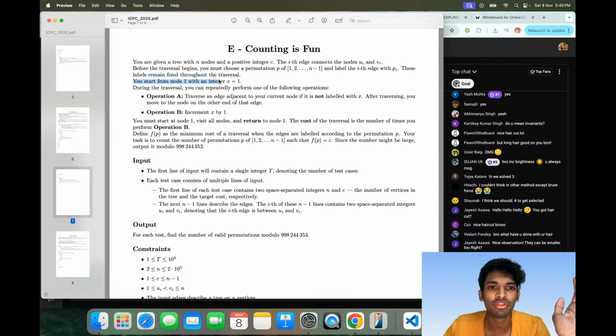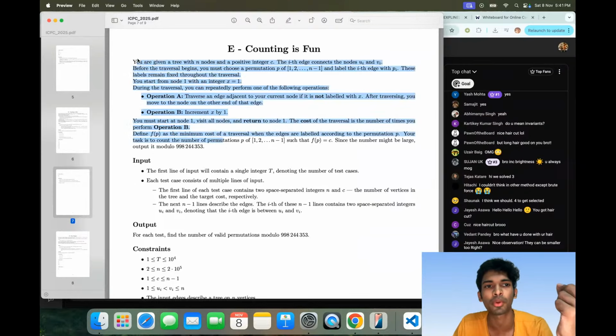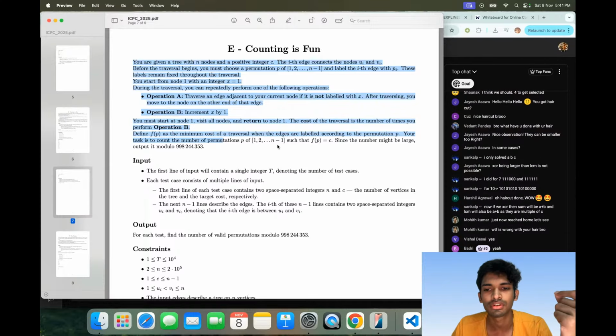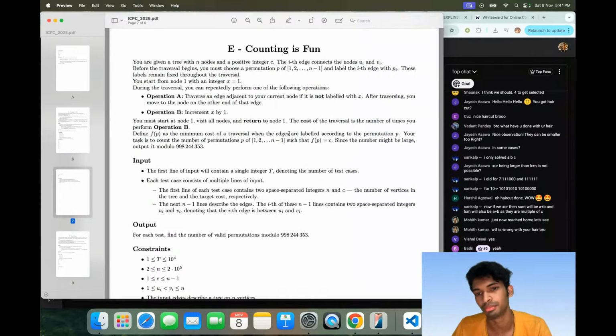You start from node 1 with integer x equals 1. During the traversal, you can perform one of the following operations. Traverse an edge adjacent to your current node. When there is something to work on in the problem, you have to be happy about that. You have to see, okay, I can try to work something in here. I will come back to fourth, but let's focus on this one when I'm explaining.